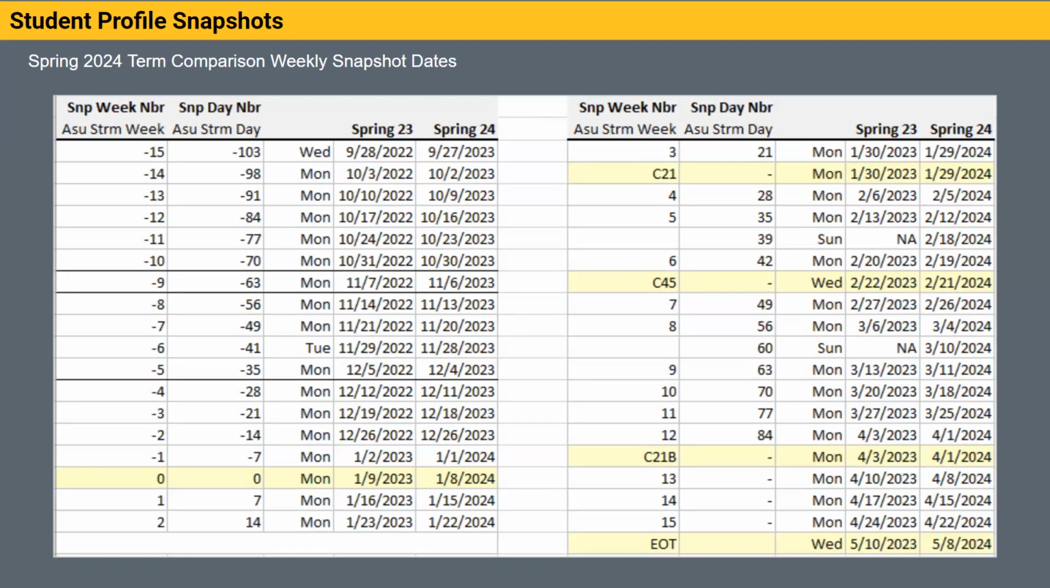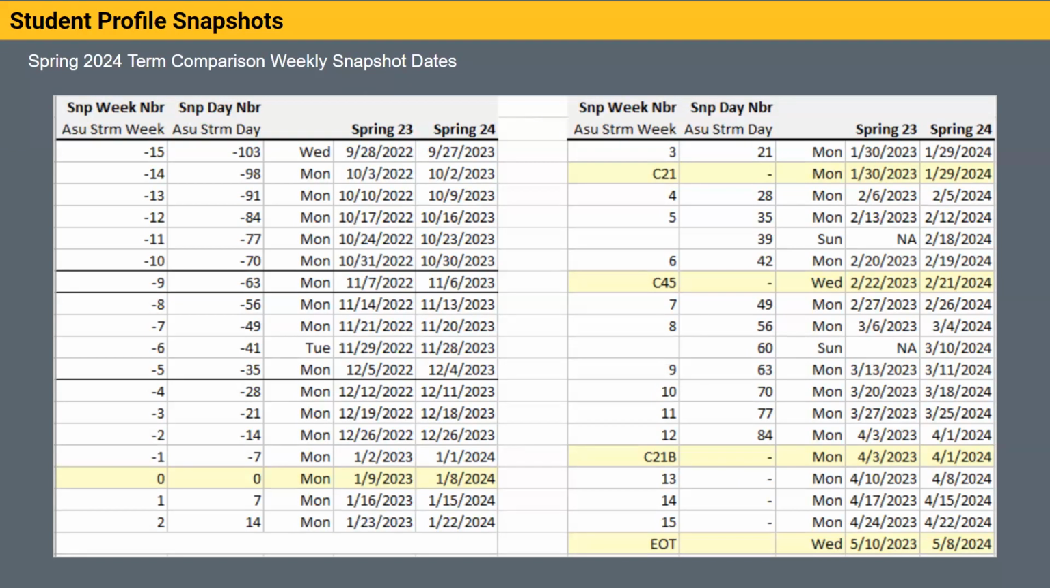because it's all going to line up with the 21st day. So the first day of classes we compare because the 21st day of each semester will be the same number of days apart. You see some other snapshots that are highlighted. C21 is the 21st day census. C45 is the 45th day census because we like to do it twice. And then we do it a third time for the 21st day of session B.